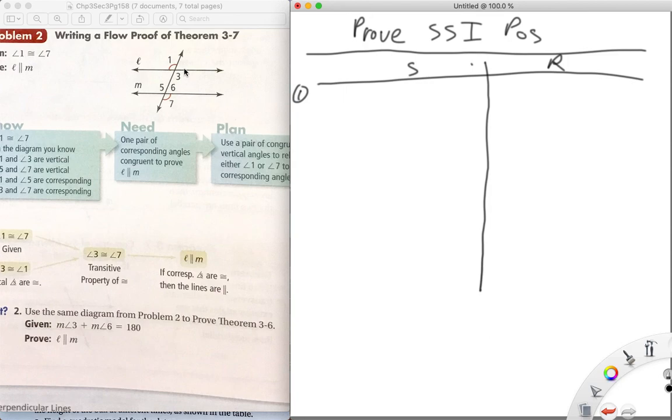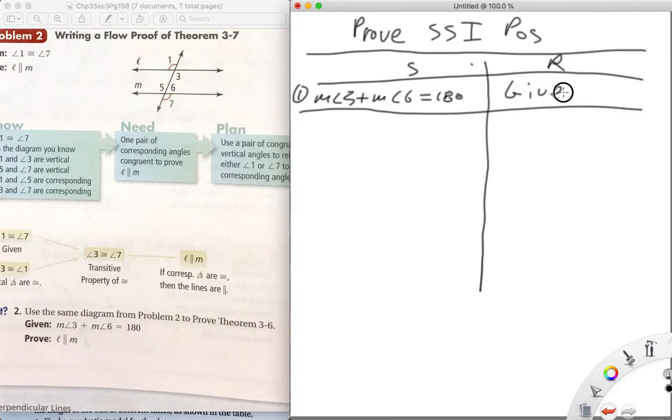Alright, so I'm told that the measure of angle 3 plus the measure of angle 6 equals 180, and it's given to me. So I have 3 and 6, right? The way that I'm going to do this is I'm going to have 5 and 6 equal to 180 because they're linear pairs, they're supplementary.